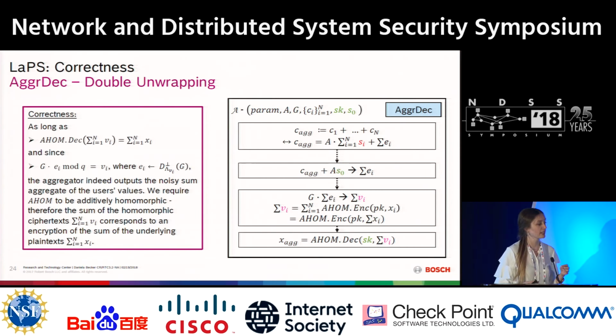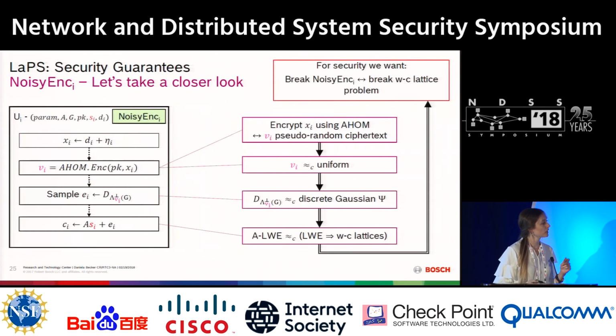So for correctness, we require that obviously this additively homomorphic scheme is indeed additively homomorphic and correct, and by leveraging this special property of having the product of the gadget matrix with the error term giving that encoding of the message. Now for security, as I said earlier, what we would like is post-quantum security. What does that mean? We want to show that breaking this encryption is as hard as breaking worst-case lattice problems.